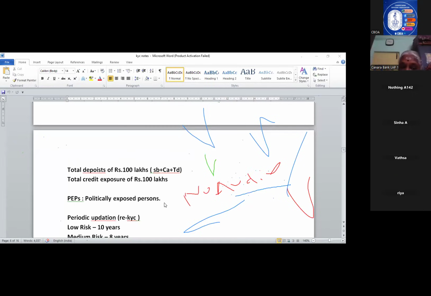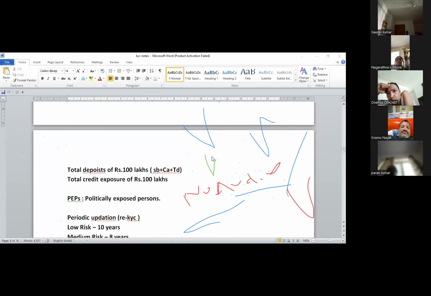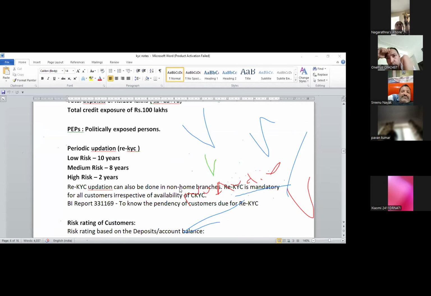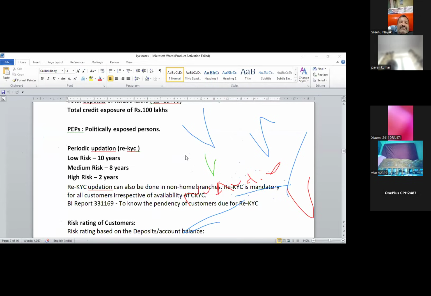Politically exposed persons means a person who is involved in politics or holding a post in the political field, or any person who is related to a political party, or a political person who is holding a post. Then we have to be very careful when we open the account, and all these accounts will be categorized as high risk.